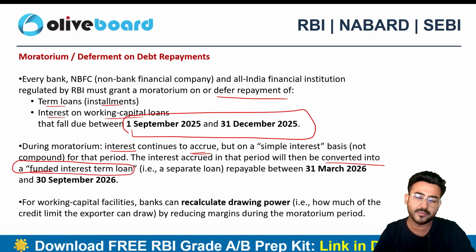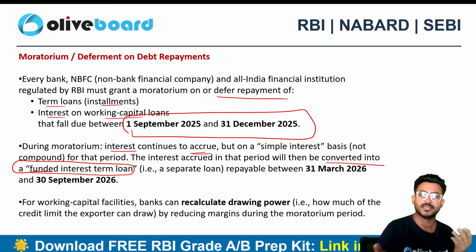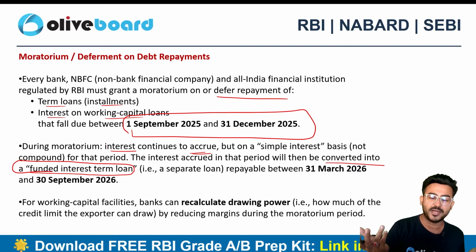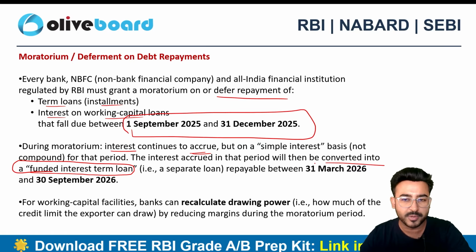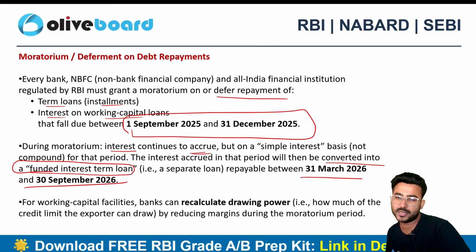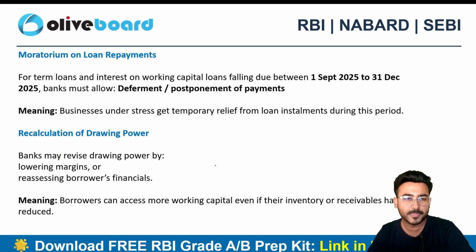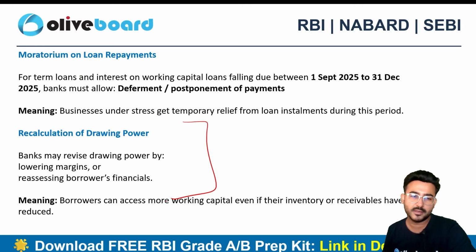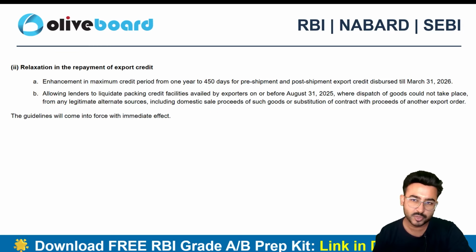जो भी इंटरेस्ट यहाँ पे कवर हो चुका है उसके लिए आपको एक फंडेड इंटरेस्ट टर्म लोन दे दिया जाएगा, एक और लोन दे दिया जाएगा. बेसिकली it's a kind of separate loan only, जिसको आप धीरे धीरे चुका सकते हो, राइट? Repayable between 31 March 2026 and 30 September 2026. तो ये एक बहुत ही बड़ा रिलैक्सेशन यहाँ पे मिलने वाला है एक्सपोर्टर्स को, राइट? So this is the moratorium period and the recalculation of the drawing power. So बैंक को यहाँ पे रिकैलकुलेशन करने का पावर मिलेगा आरबीआई के थ्रू.